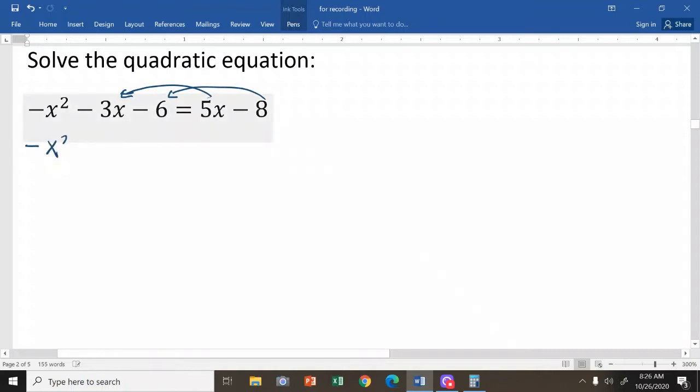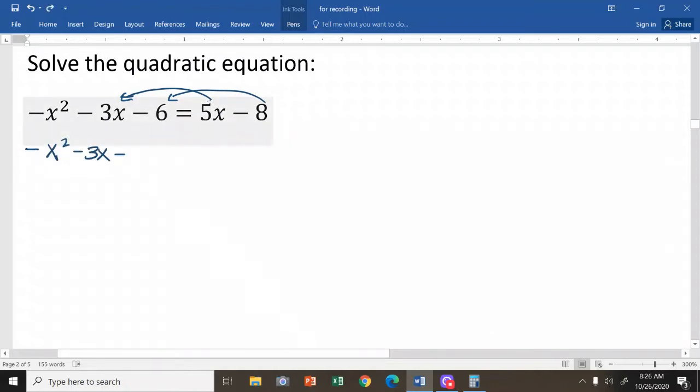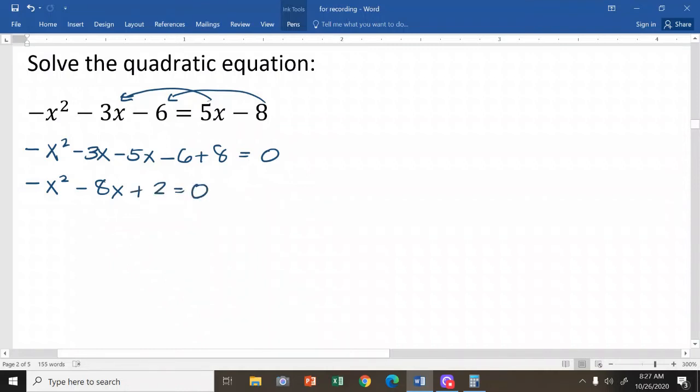Meron tayong negative x squared minus 3x. So, yung ating positive 5x, gagawin natin siyang negative 5x. And then, meron tayong negative 6. And then, yung negative 8, gagawin natin positive 8. And then, right side now is equal to 0. So, simplify natin. So, negative x squared and then negative 3x minus 5x gives us negative 8x. And then negative 6 plus positive 8 is positive 2. So, this is equal to 0. Yan. So, naka-standard form na siya. So, identify natin ang values ng A, B, and C.